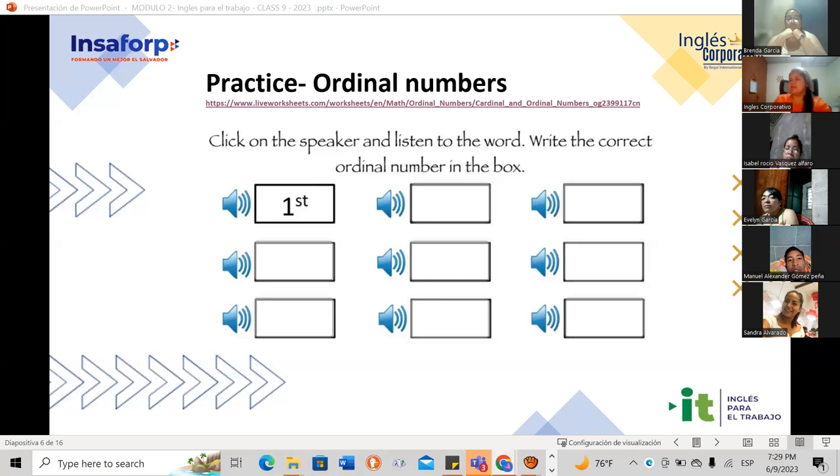The midterm exam lo vamos a hacer a las 8 en punto, ok. Cuando crea que todos están. Ok. Astrid, Abigail.